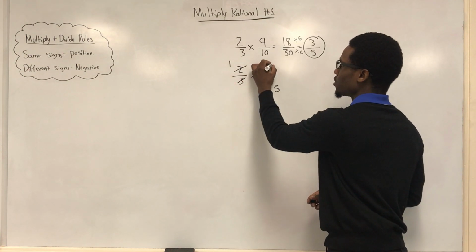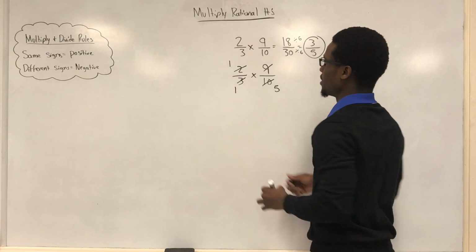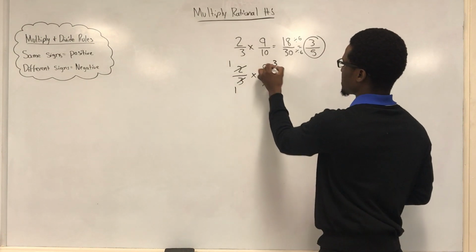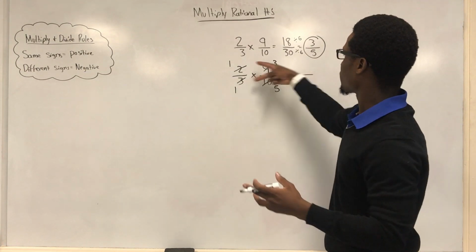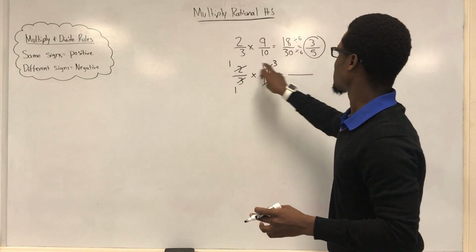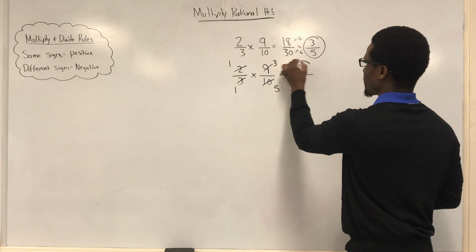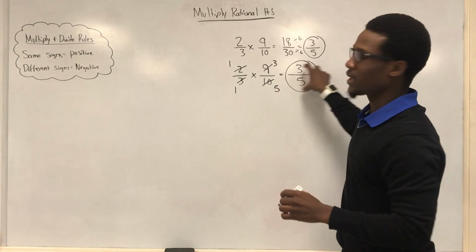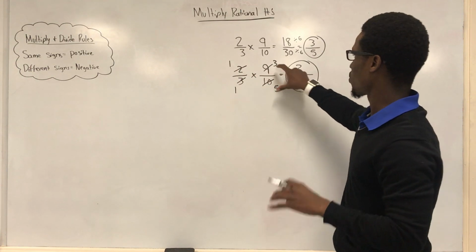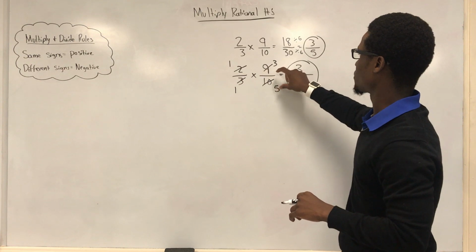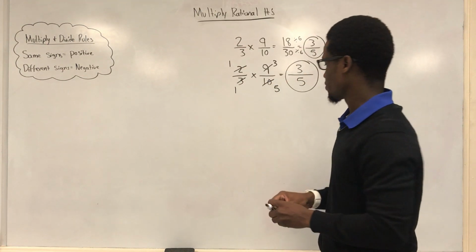Now, what number could go into both 3 and 9? 3 could go into 3 one time. 3 could go into 9 3 times. So as you can see, before even multiplying, I've already simplified my answer. 1 times 3 is going to be equal to 3. 1 times 5 is going to be equal to 5. Okay? Now, you don't have to know this, but it'll make your life a lot easier when we're working with larger numbers. But for now, just multiply across. Okay?